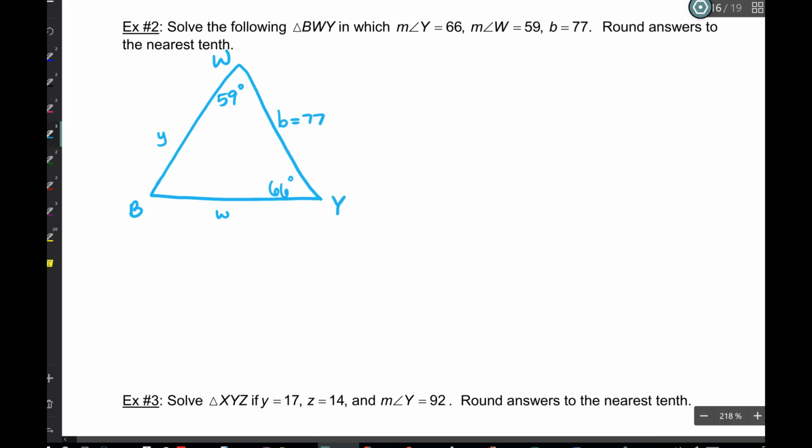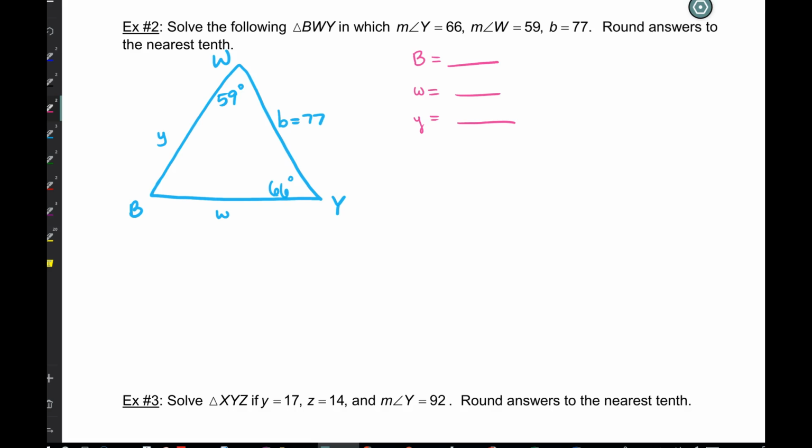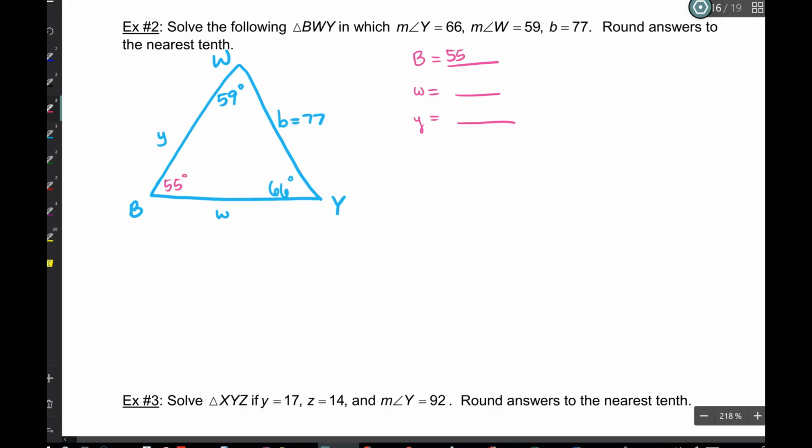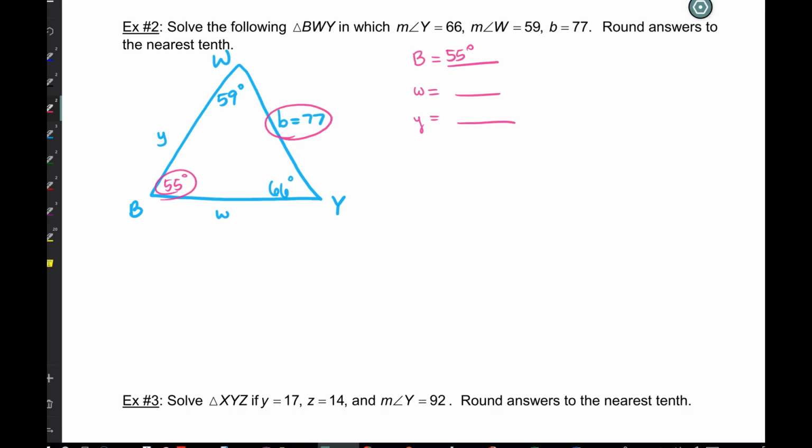So what are our three missing pieces? Angle B, side W, and side Y. We have to find angle B first, right? So how many degrees do we get for B? 55. Because in order to use law of sines, I always have to make sure that I have a side and an angle directly opposite each other. Otherwise, you can't use law of sines.